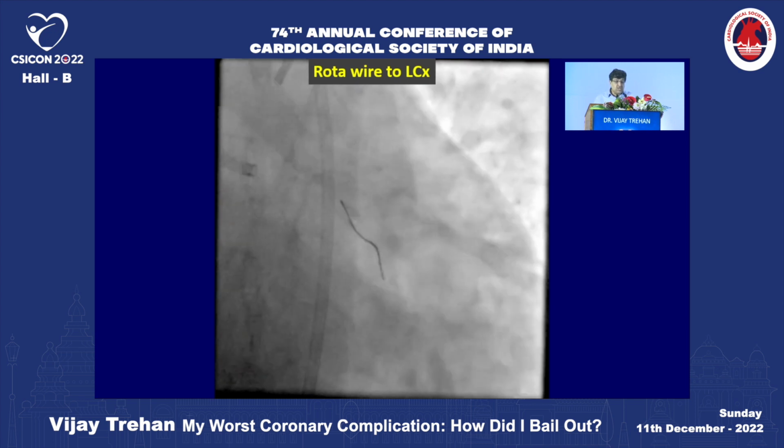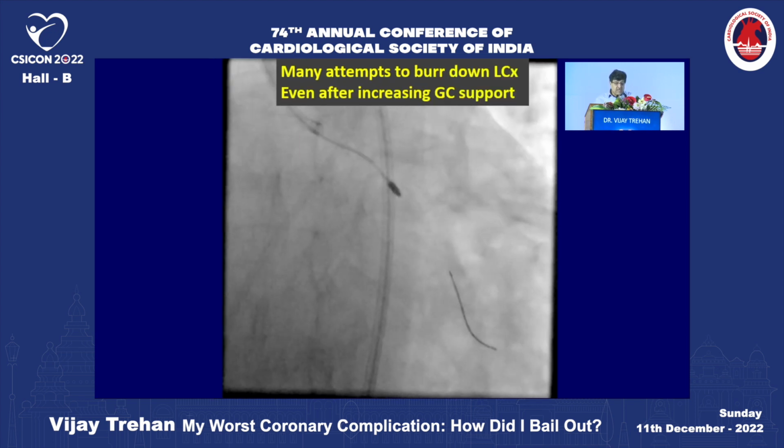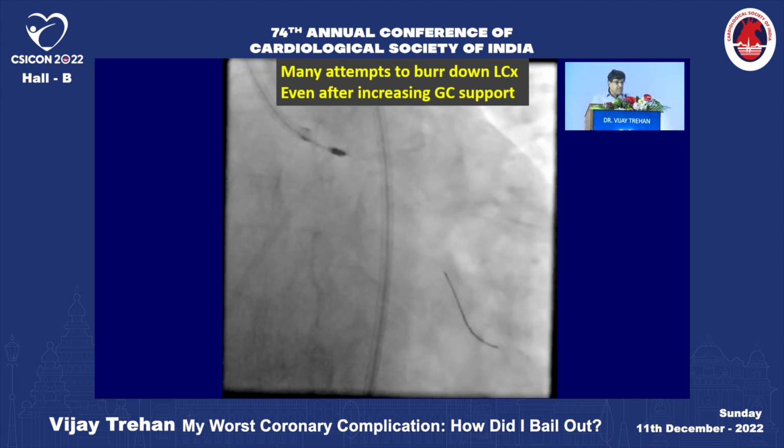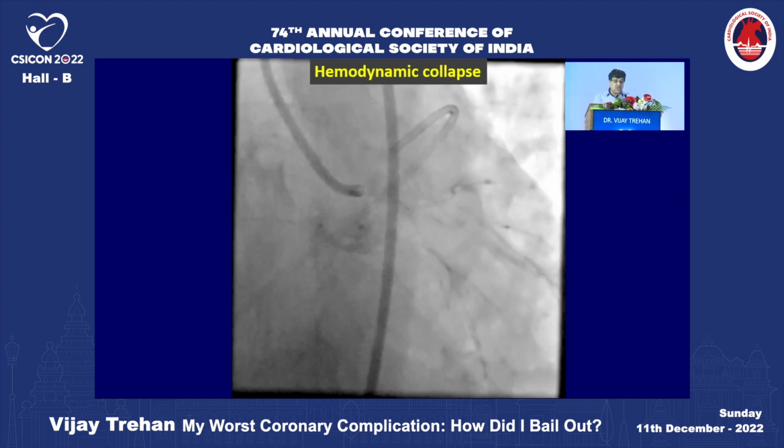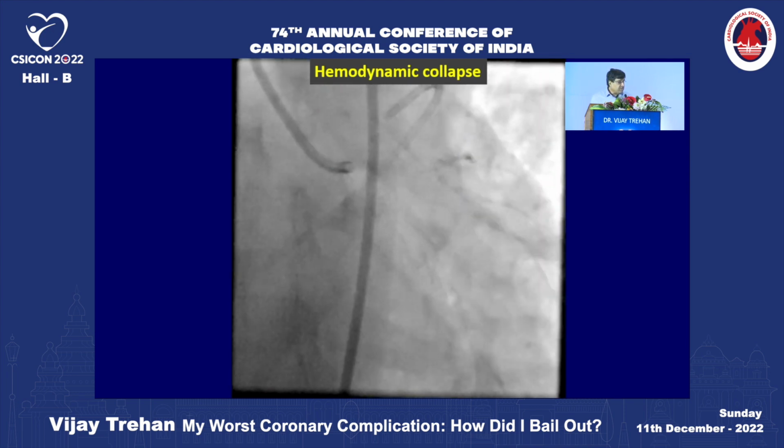I took the same rota wire into the circumflex and started to work around in the circumflex. Now it was a big pain. I was working in the circumflex, and despite many attempts, my circ was not getting drilled. I tried to increase the support by having the guide in, but even that was not working. Finally my burr got stalled and stuck to the wire, and I had to pull it out. Unfortunately, this was not saved by the tech. And as soon as I was able to take the burr out, my patient was in hemodynamic collapse, and that was the angiogram. So that is what I am called here for, as to how to handle.